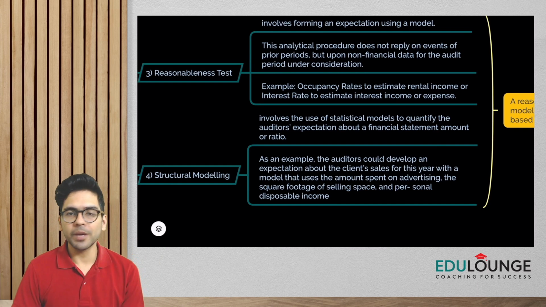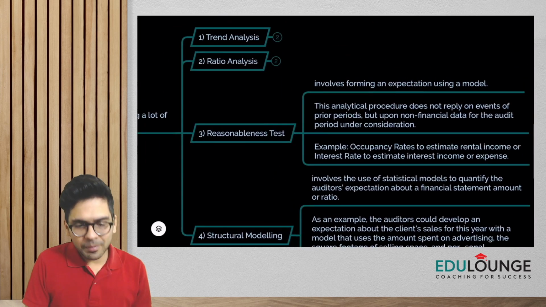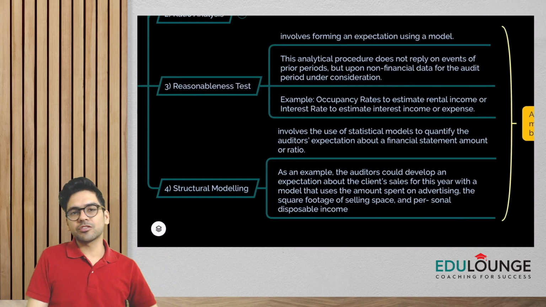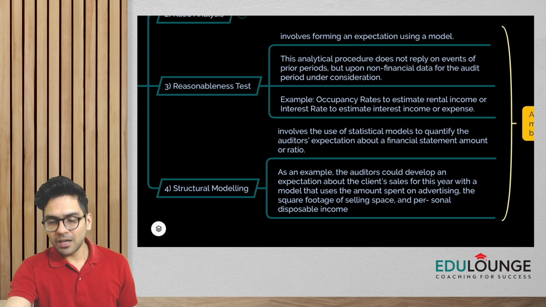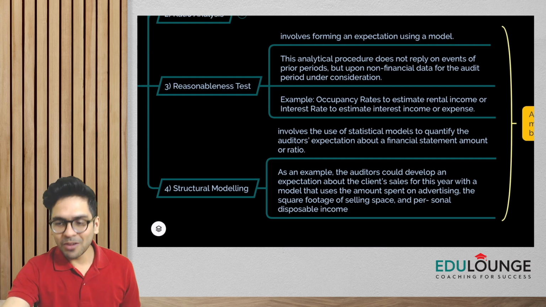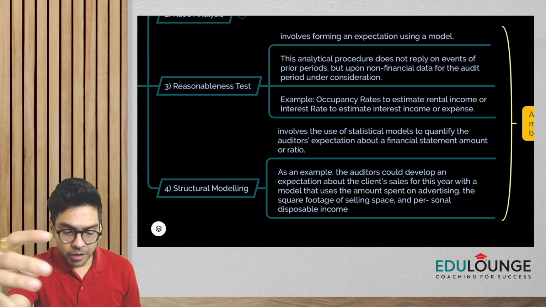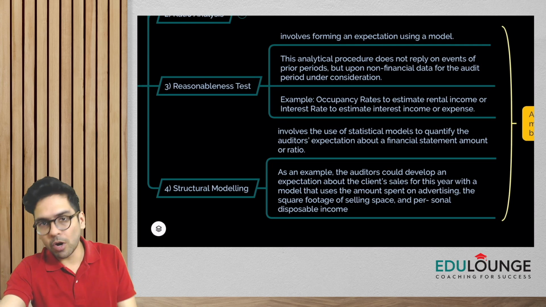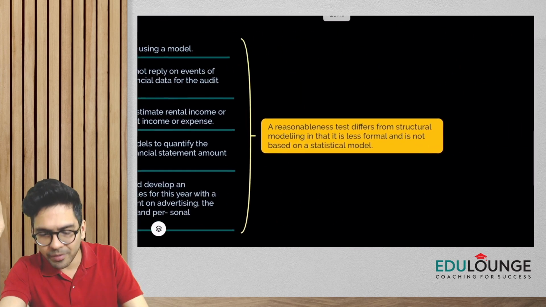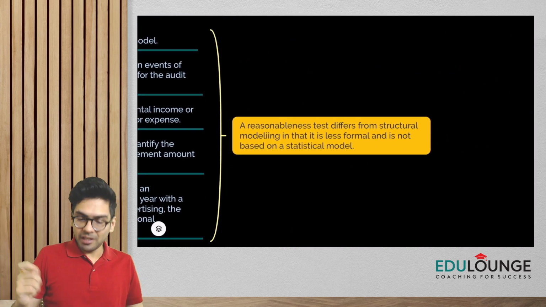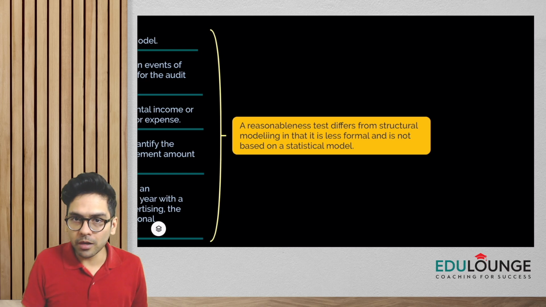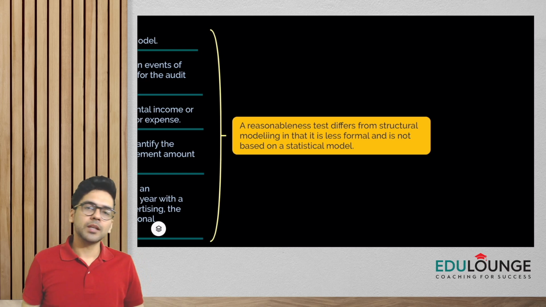So I can use all this data, I can develop a model using statistics, which is going to give me the expected values. Okay, now please remember, guys, again, I'm telling you, trend analysis and ratio analysis is still easy, but what may confuse you is reasonableness test and structural modeling. Remember, reasonableness test is based on non-financial data. Okay, you don't consider anything of the past. However, structural modeling is based on statistical models. Okay, you consider expectations by a lot of things. One primary difference is that reasonableness test differs from structural modeling in that it is less formal and it is not based on a statistical model.